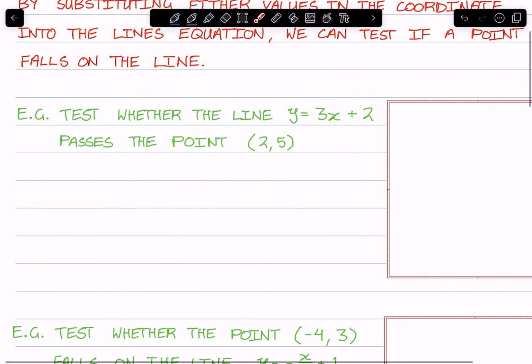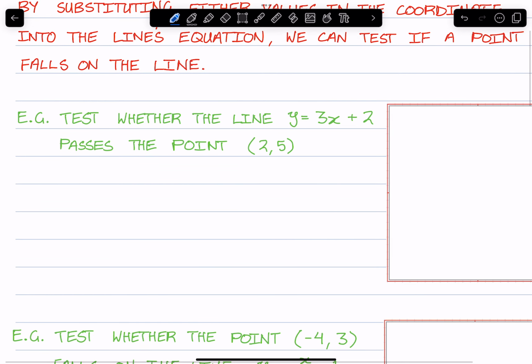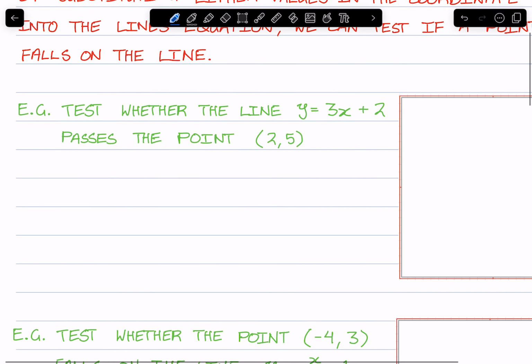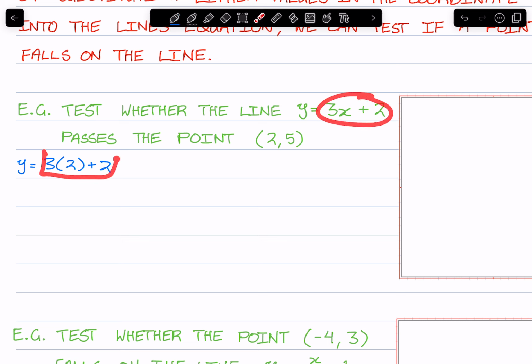So take a look. Let's test whether y equals 3x plus 2 goes through this coordinate. I'll demonstrate both methods that we're going to use. In this first one, we're going to substitute just the x value. So take a look at what happens. We get y equals 3 times 2 plus 2. Notice how it's just this equation where x equals 2 is on this line here.